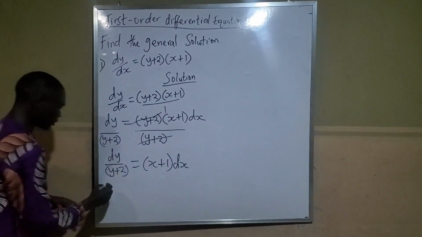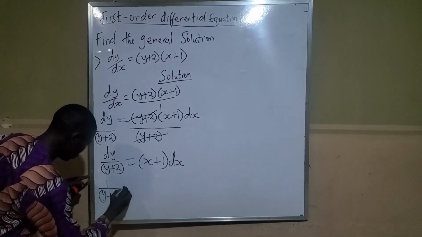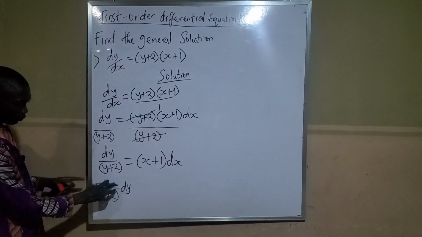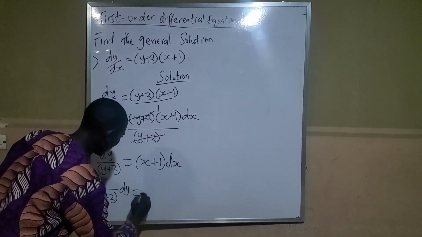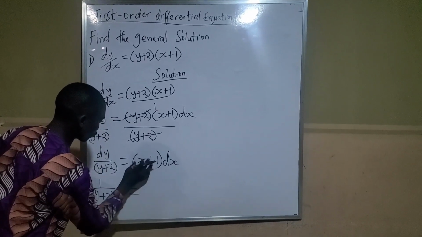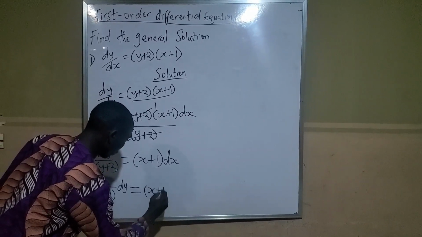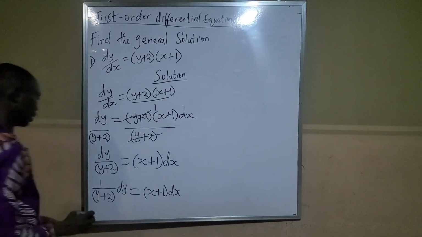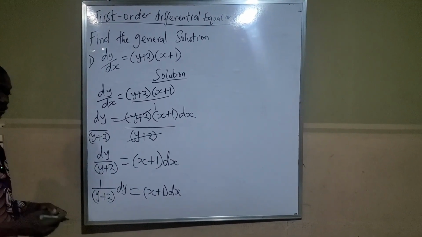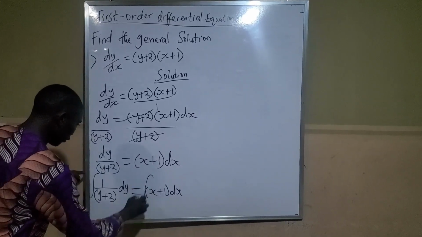So I can further rewrite this as 1 over (y + 2) dy. If I say dy times 1, it will still give me dy, which is exactly the same thing as this. So at the right here, I have what? I can use this dx to multiply it, or let me leave it for now. Let me write (x + 1) dx. Now, what we do is that you take the integral of both sides. Take the integral of both sides.